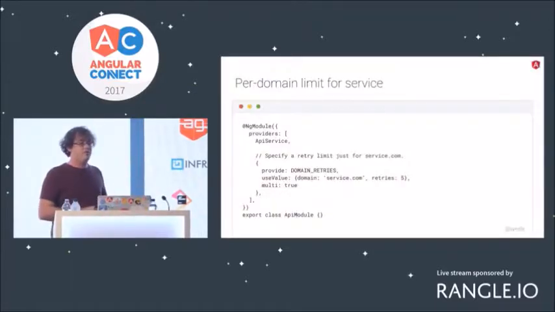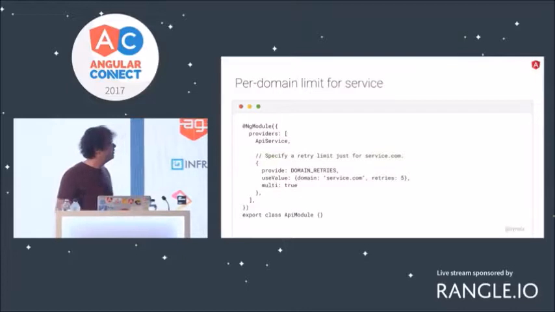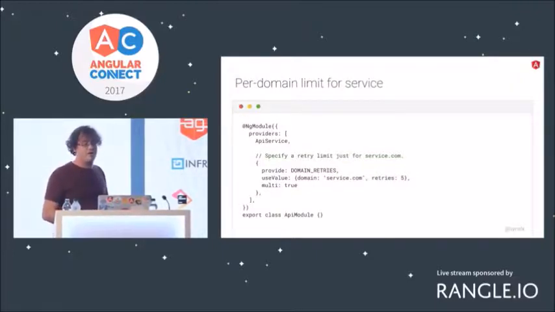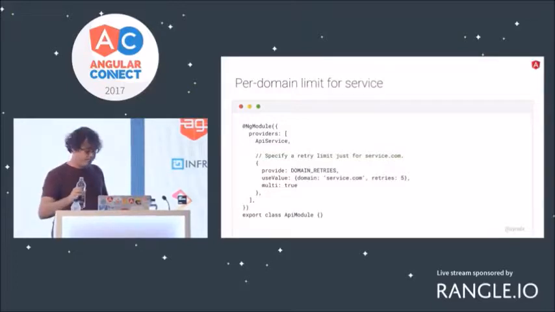So with this token, a consumer can specify a value for a particular API domain directly from the module where they configure their API for that domain. So here they have an API module, they're providing some service for it, and they're also saying, for this domain, we want to do 5 retries instead of 3. And that keeps all of the configuration in the user's application for this API in a single module. Right? And that's a really nice property to have.